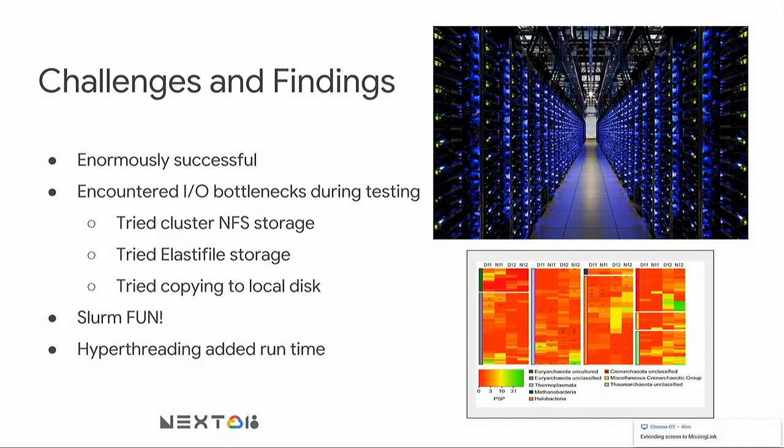So challenges and findings for our run. It was enormously successful. I think we had 2 instances where the nodes didn't come up right. We resubmitted those jobs automatically through our scheduler. It worked great. During the testing phase, as I mentioned, we had to find that best storage. We tried NFS, we tried one of the Elastifile, which was neat, but kind of overkill, and tried some local disk options. And you know, we ended up going with that combination of the local SSD and connected to that persistent SSD. Worked great.